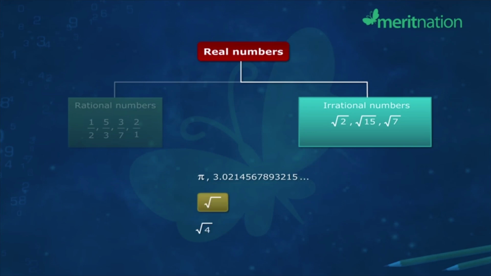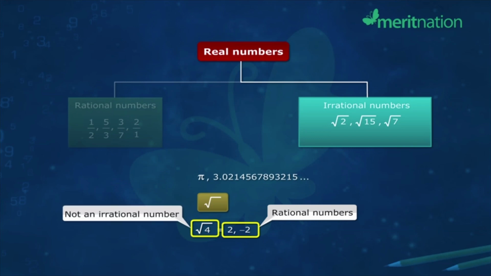Now, what about root 4? Is that an irrational number? If you think about it, root 4 can be written as 2 or minus 2, and they are both rational numbers. So, root 4 is not an irrational number. So, merely by having this sign, you don't get an irrational number.